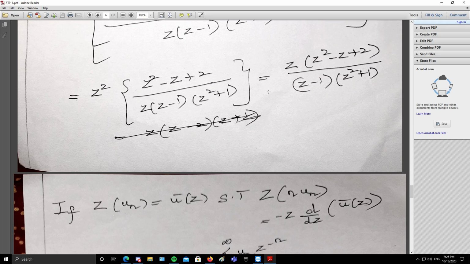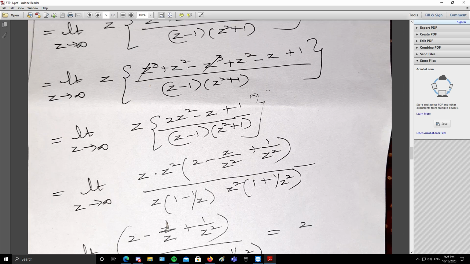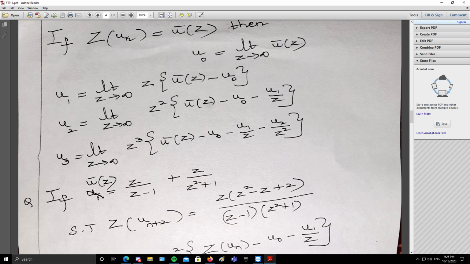So we have got what you have in the problem: you are given un, you are given Z of un, that is u bar of z. You found Z of un plus 2 by using the initial value property.